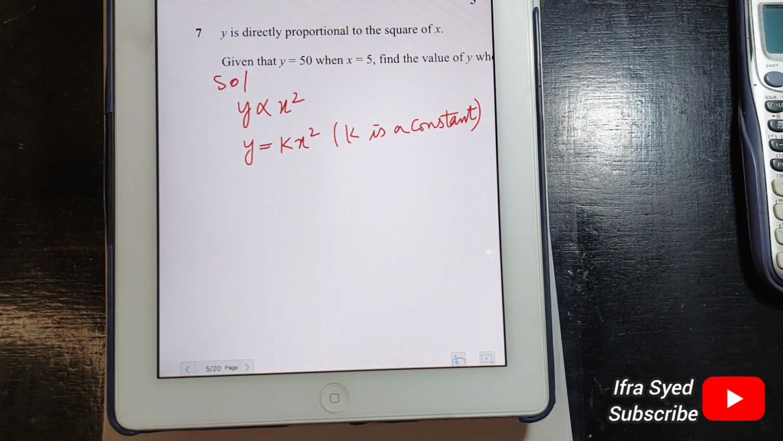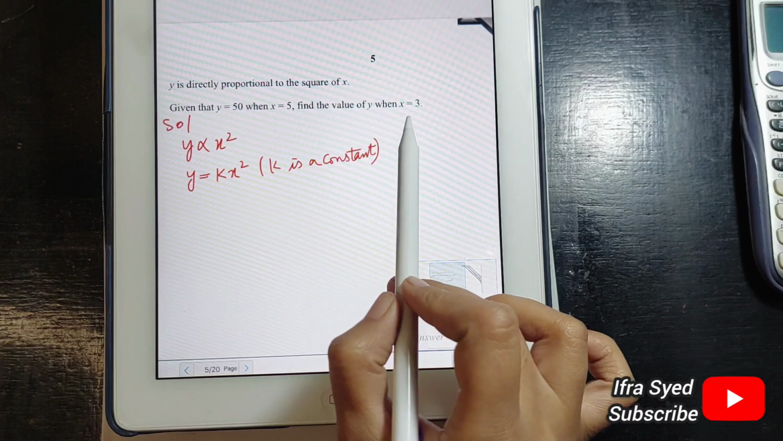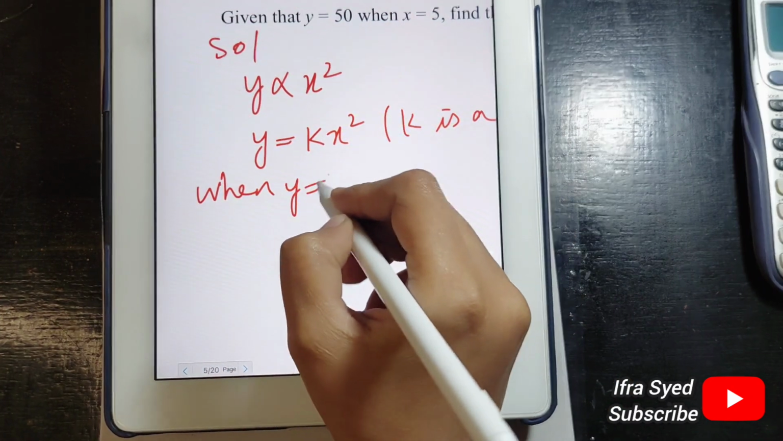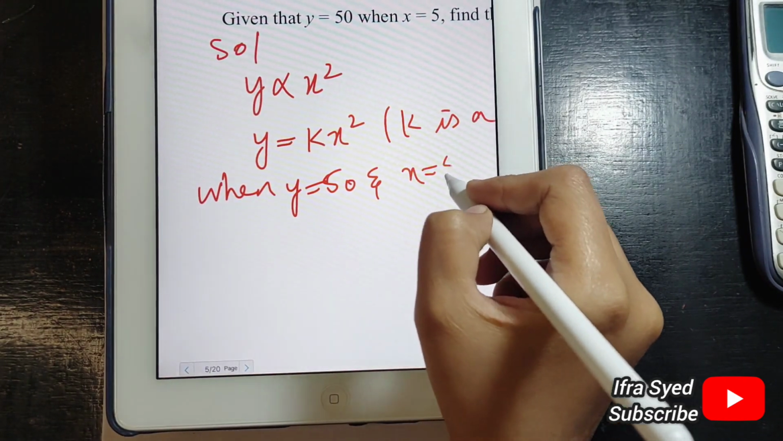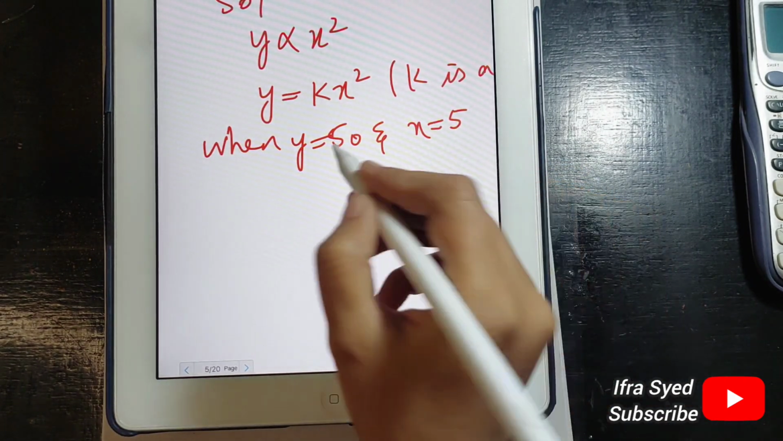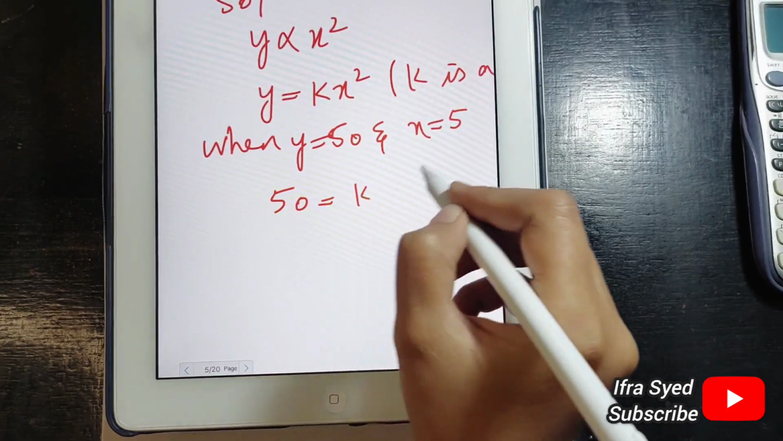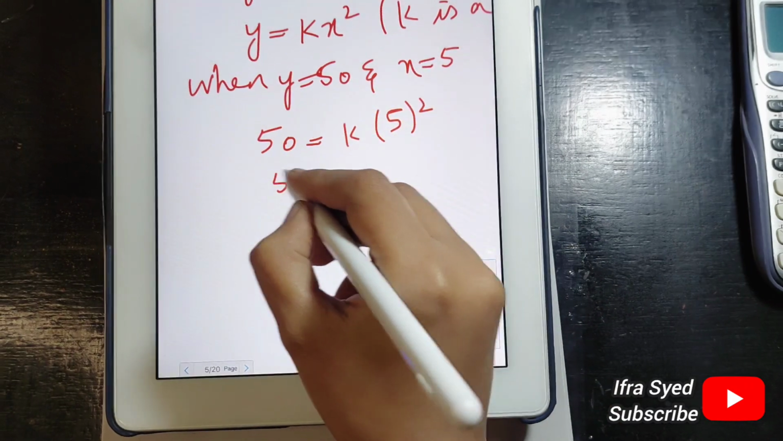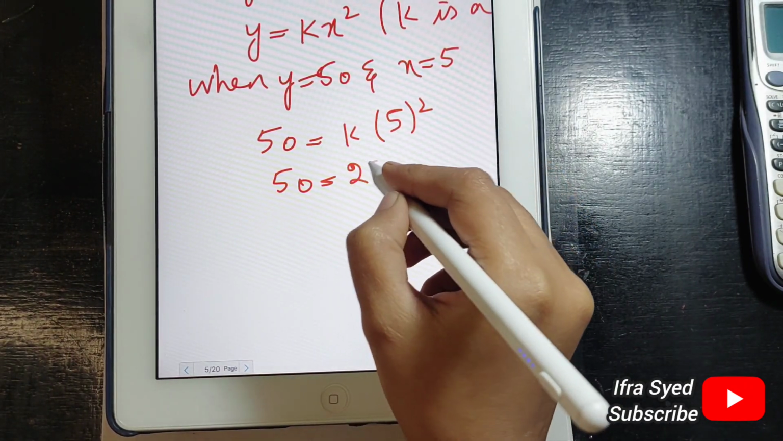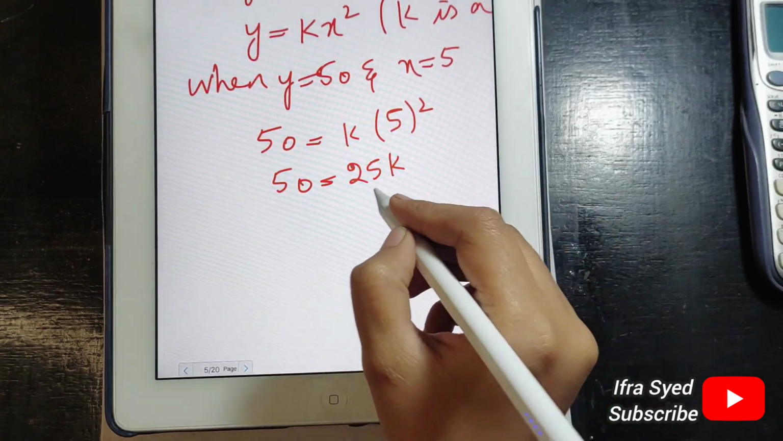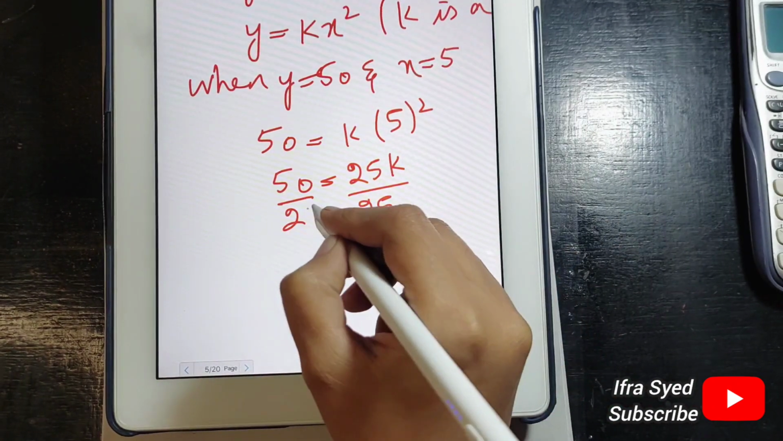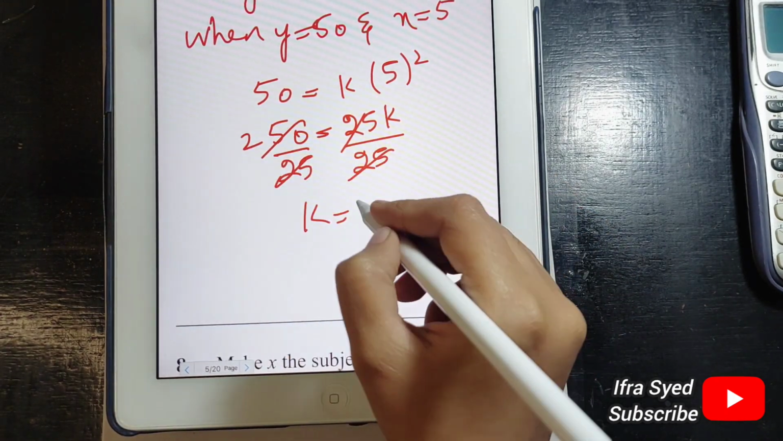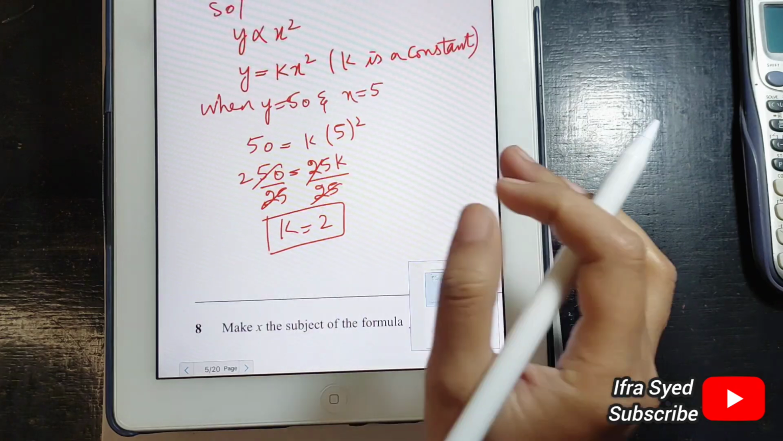So first of all, we find out the value of k to find the value of y. As it is written that when y equals 50 and x equals 5, we write 50 in place of y and we write 5 in place of x. So it will be 50 equals 25k. We can easily find the value of k by dividing 25 on both sides. We cancel out 25 with 25. So k is equals to 50 divided by 25, which is 2. So the value of k is 2.